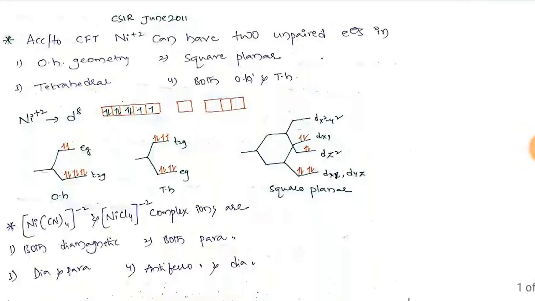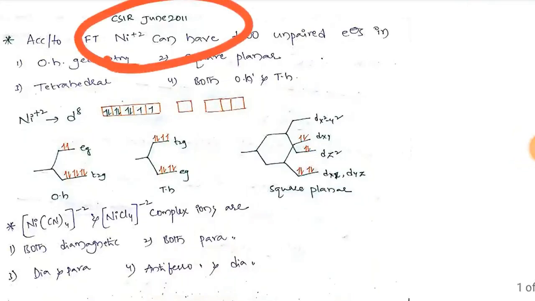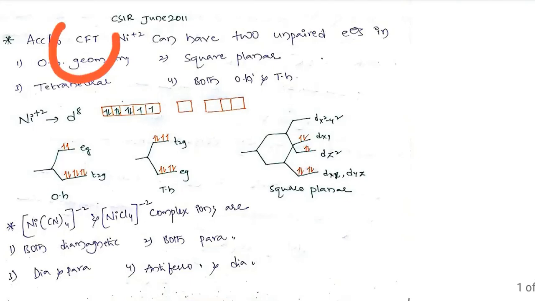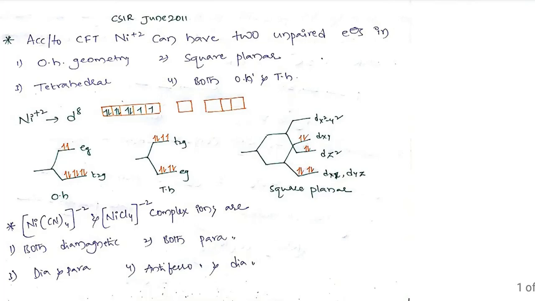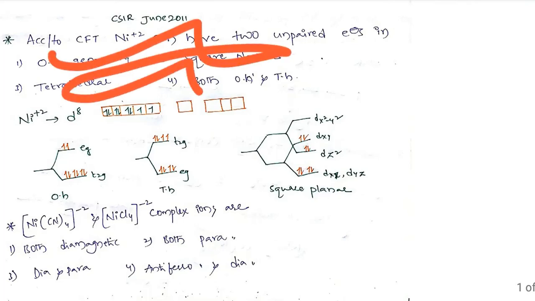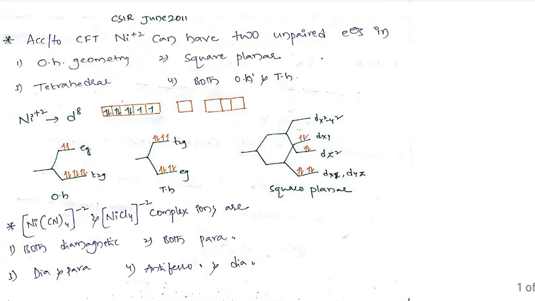Hi, now we are analyzing CSIR June 2011 Chemical Sciences. Just look at the given problems. According to crystal field theory, nickel plus 2 can have two unpaired electrons in octahedral, square planar or tetrahedral, both octahedral and tetrahedral geometries. We know that in nickel plus 2, 8 electrons are present in its d orbital.